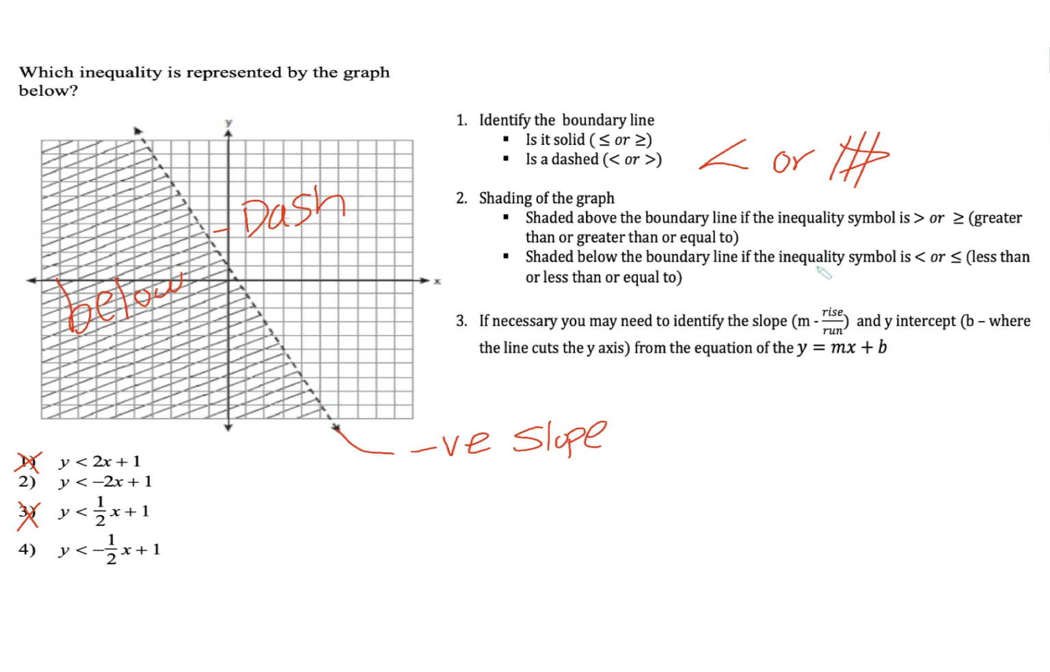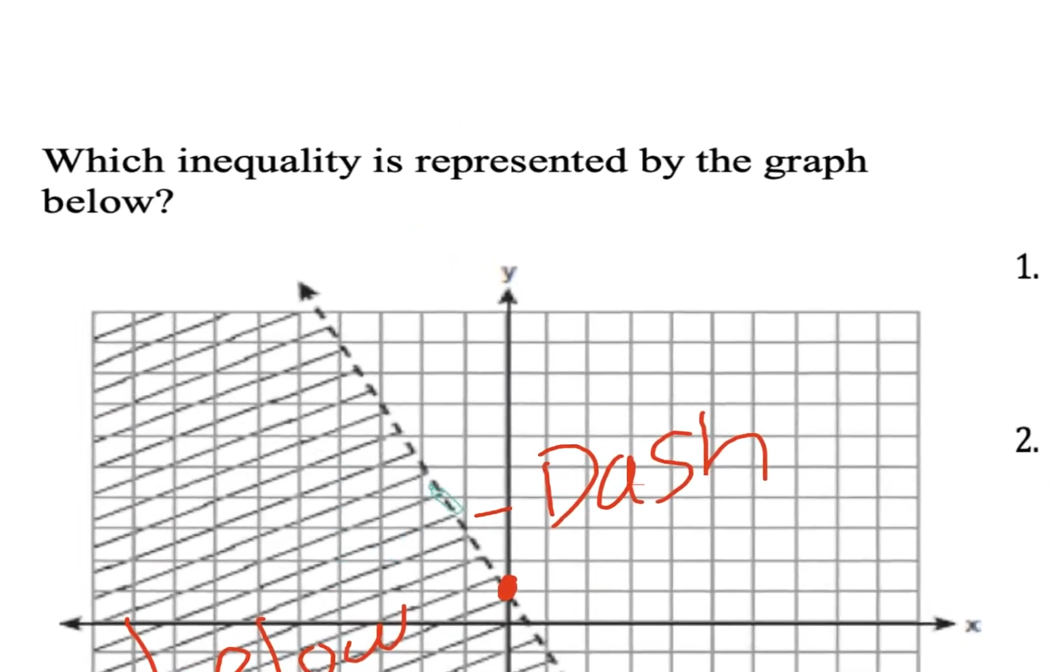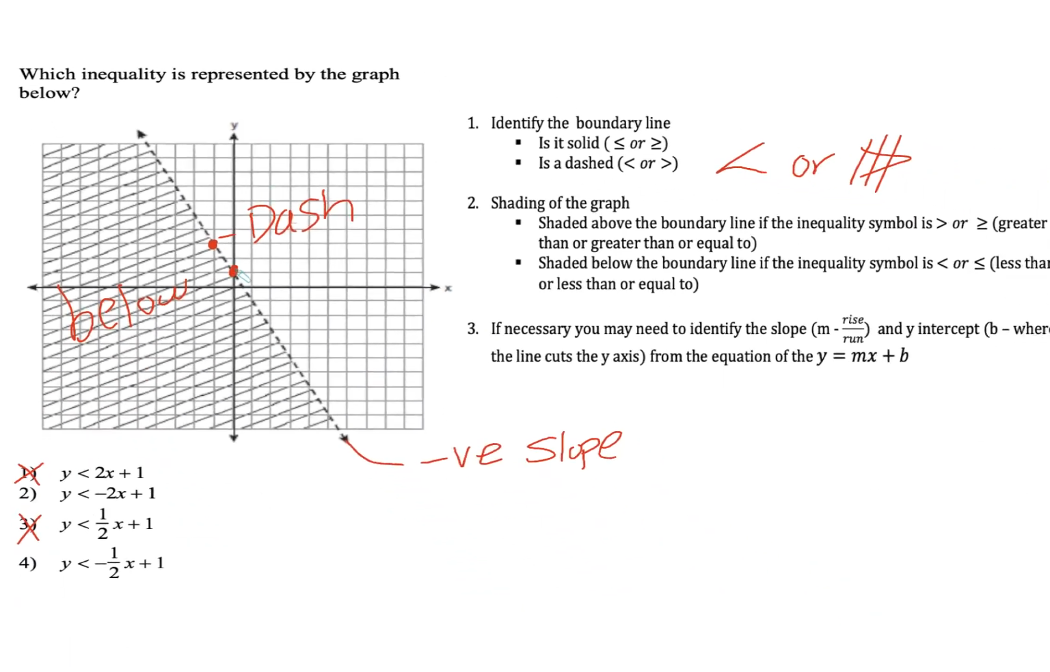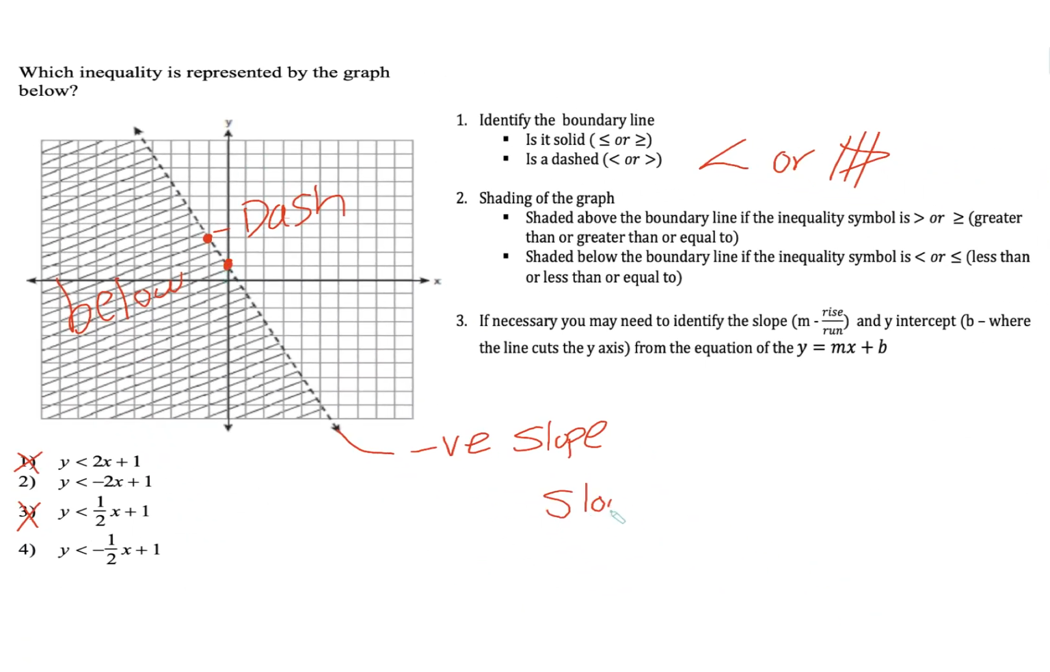Okay, let's look at our y-intercept. Our y-intercept is here. This is where our line is cutting the y-axis. And if you notice, all of these have a positive 1. So that didn't help us. Okay, we're going to actually have to physically calculate the slope. So we have to find where to put our next point. So that would be right here. Now remember, slope is rise over run.